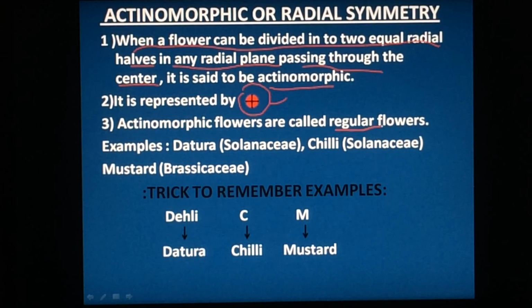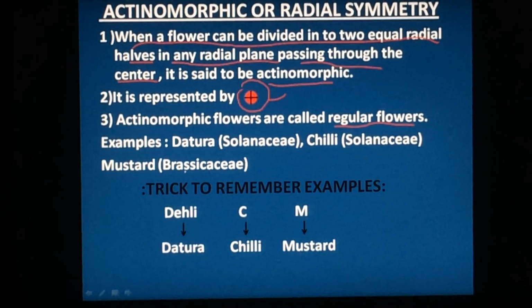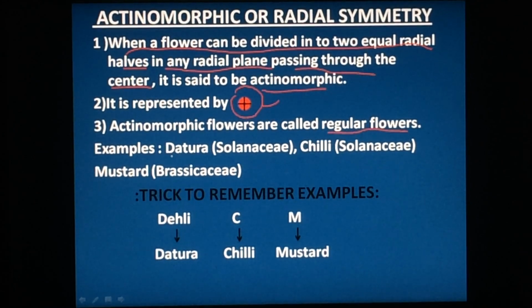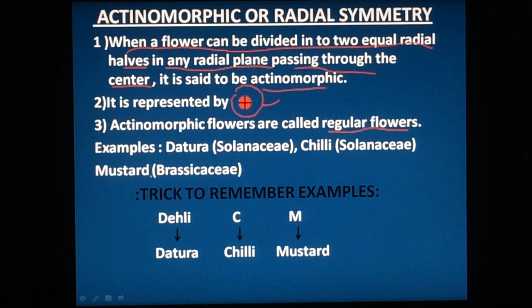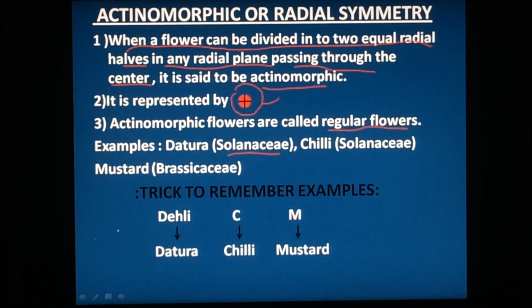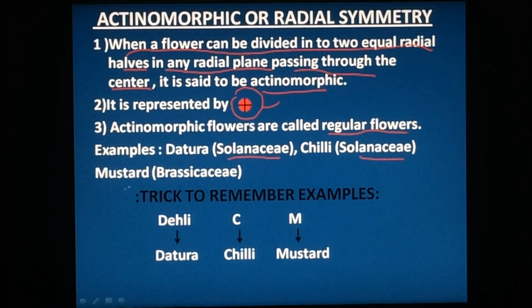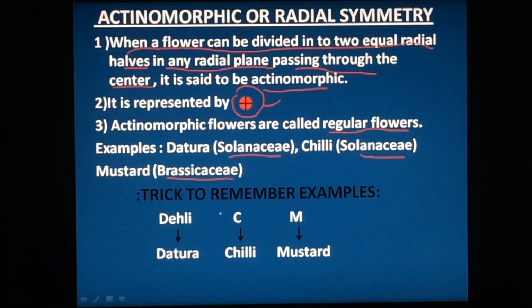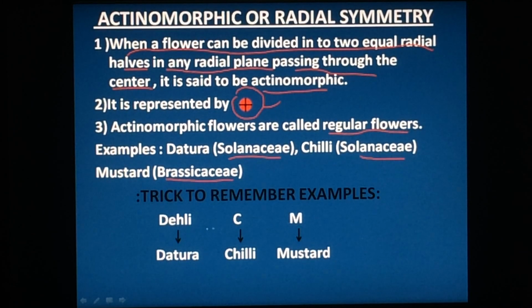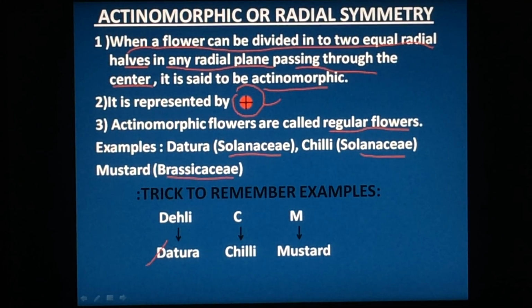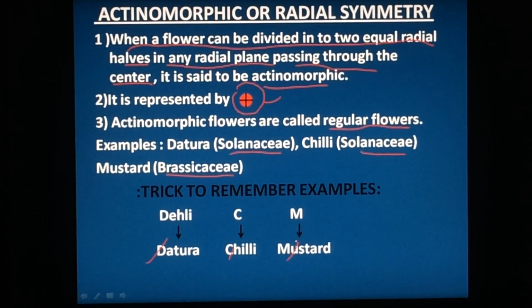Actinomorphic flowers are called regular flowers. Which are the examples? Datura, chili, mustard. Datura belongs to Solanaceae family. Chili belongs to Solanaceae family. Mustard belongs to Brassicaceae family. How to remember it? Delhi, CM. D, Datura; C, Chili; M, Mustard.